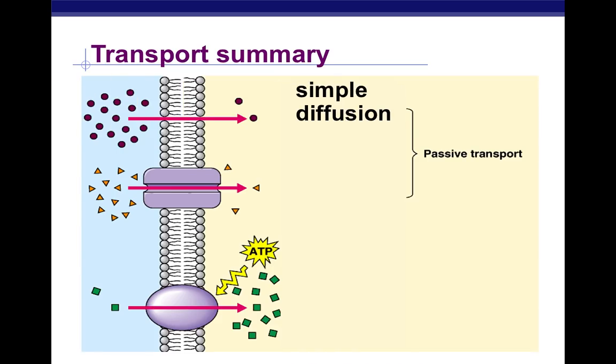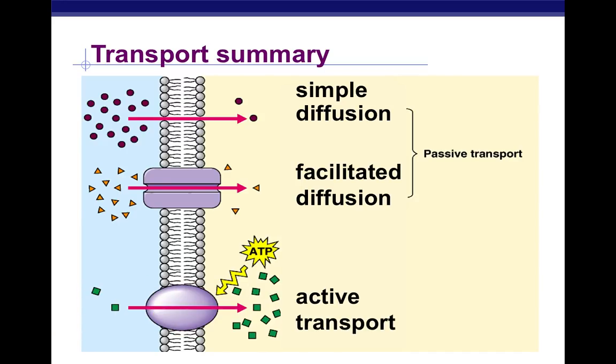So here we go again. Simple diffusion, because there's not a protein channel, high to low. Facilitated diffusion, there is a protein channel, still high to low. But remember, facilitated is transporting polar molecules, molecules that have a charge. Down here at the bottom, we have active transport. We're using a protein. We're going from low to high, so we have to have the energy. Okay.